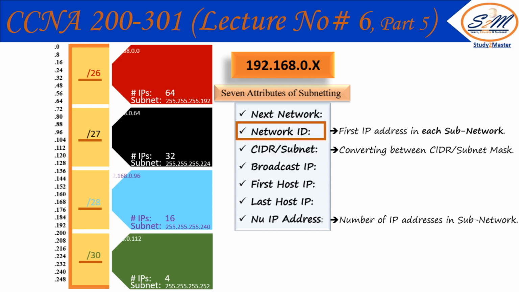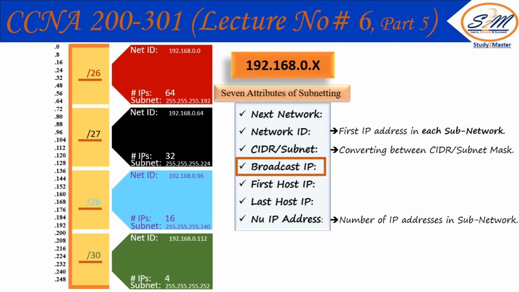What is the network ID? The first IP address in each subnetwork is called the network ID. The first network is 192.168.0.0, the second network is 192.168.0.64, the third network is 192.168.0.96, and the fourth network is 192.168.0.112. These are called network IDs.